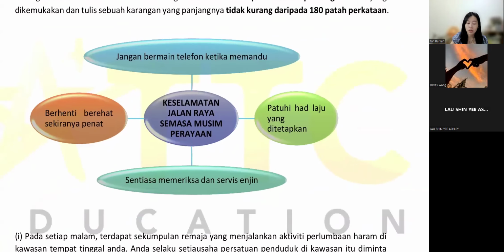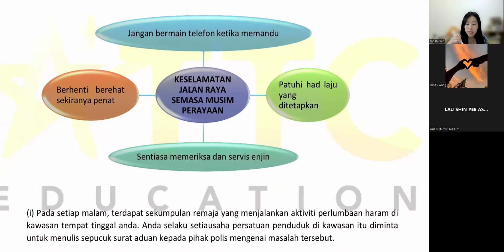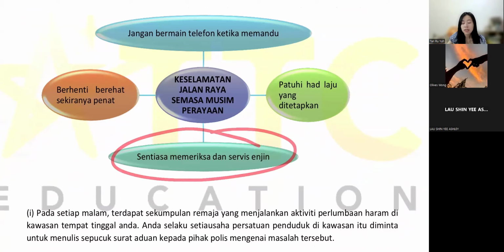Okay, now let's go for karangan panjang. You see, keselamatan jalan raya semasa musim perayaan. Musim perayaan is like a new year, festival season. For example, like Chinese New Year, Hari Raya, Deepavali, all this is festival seasons. Okay, you see, patuhi had laju. Okay, like you need to obey the limit. Okay, that is set by the government. Sentiasa memeriksa dan service engine.